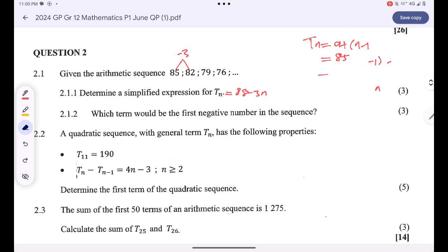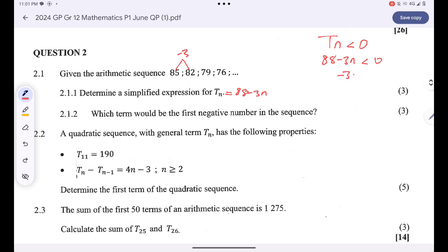Okay, and then the second question, I'm being asked which term of the sequence would be the first negative number in the sequence. I'm looking for the first term that is negative, right? So I'll simply say Tn should be less than 0, because 0 is the boundary for negative. So my nth term is basically 88 minus 3n less than 0.